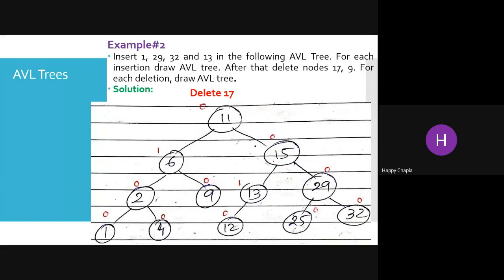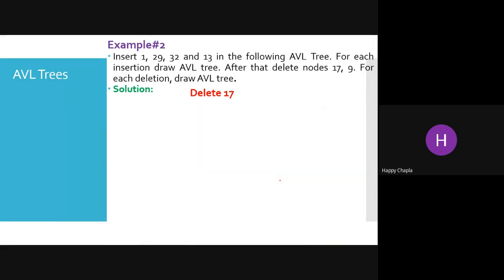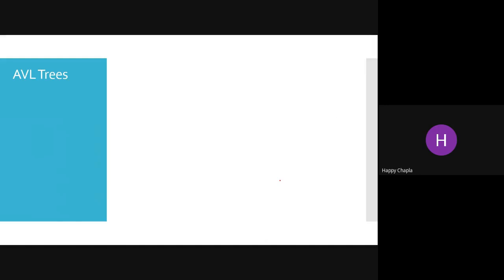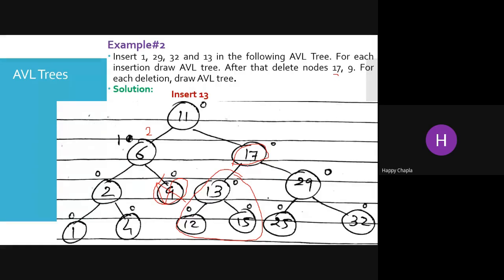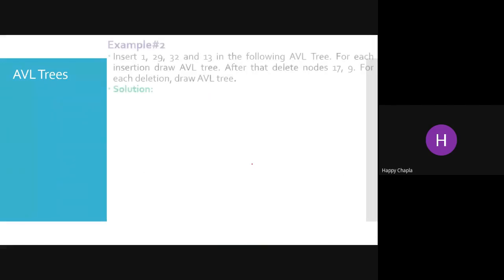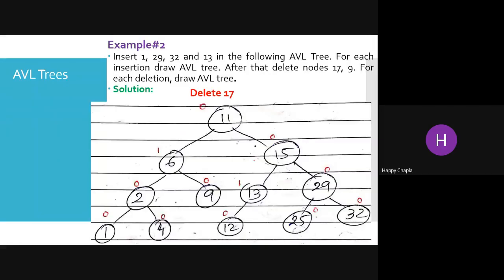Your 15 will become the root of your tree. Now, why will your 15 become the root? Because this is something related with your left of right. Okay, so if your 15 becomes the root node, some rotations you need to give in your tree. So this 15 will become your root, with 13 and 12. Now it's in the perfectly balanced form.